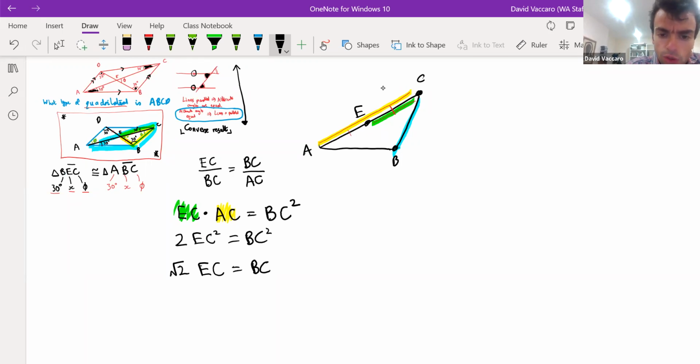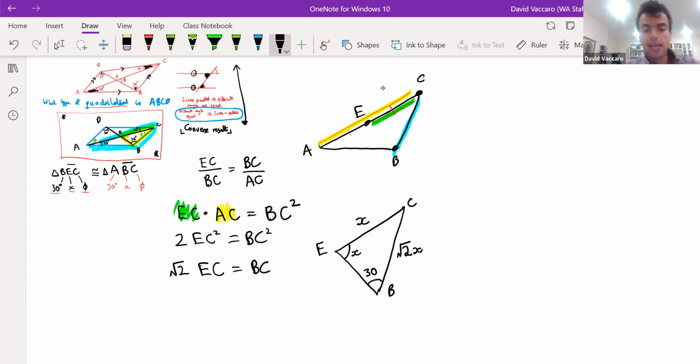Okay, so let's draw the triangle ECB. And we've got 30 degrees. We've got X. We've got this length EC, which I'll call X. And this length BC, which I will call square root of 2 times X.